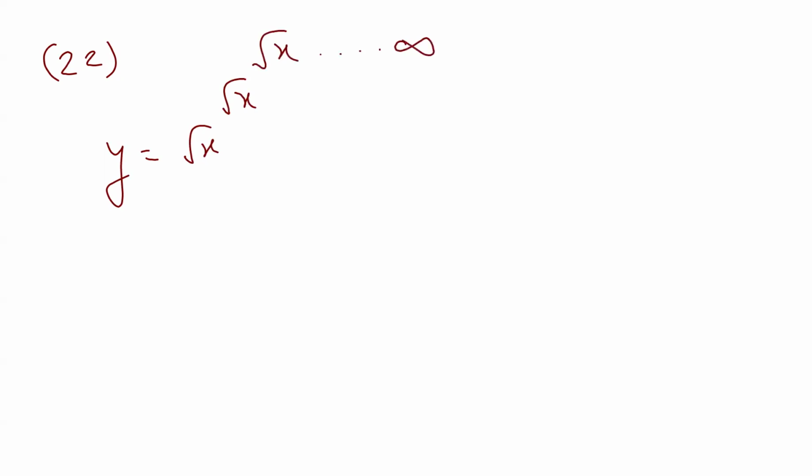Question number 24 is done. Let's go back to question number 22. Y is equal to root x raised to root x raised to root x, and this will happen infinite number of times. Now I will highlight this particular part. So what is the green colored part? Anyone?